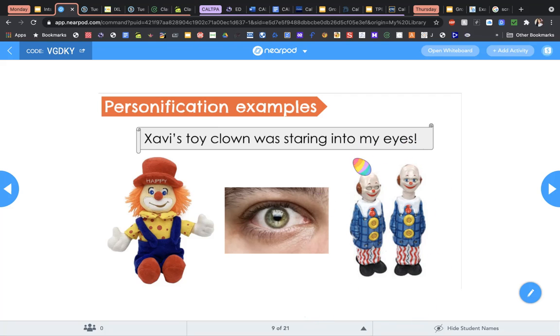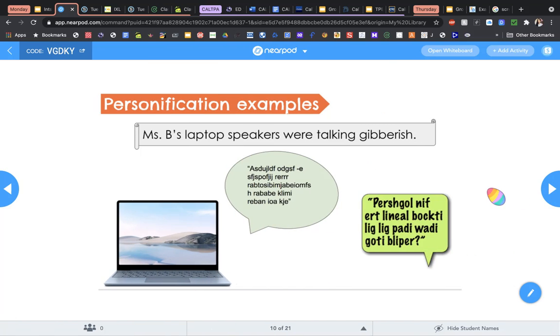Can a clown really stare? No, not like a human does because his eyeballs are not real. So this is an example of personification. We are giving a human characteristic to Chavi's toy clown. All right, let's look at another example. Miss B's laptop speakers were talking gibberish.